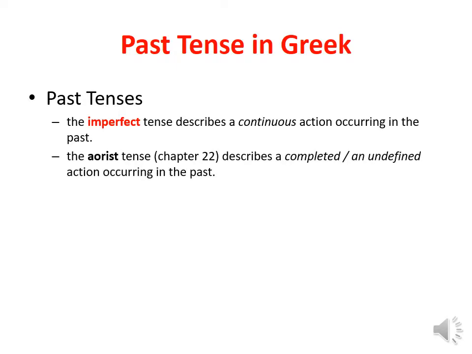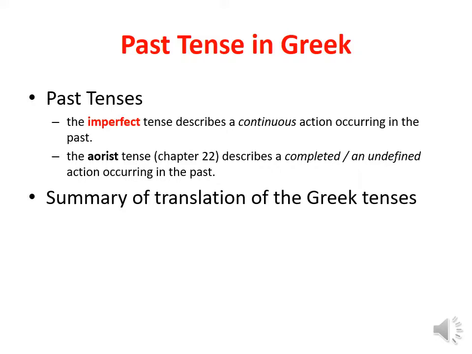In a subsequent chapter, we'll talk about the aorist tense. This describes a completed or an undefined action occurring in the past. So both tenses are past tense. They each have a different aspect. The imperfect has continuous aspect. The aorist has completed, also called undefined, aspect.